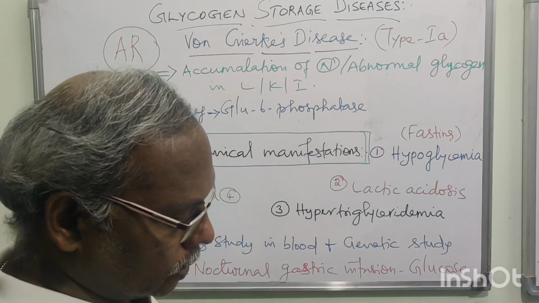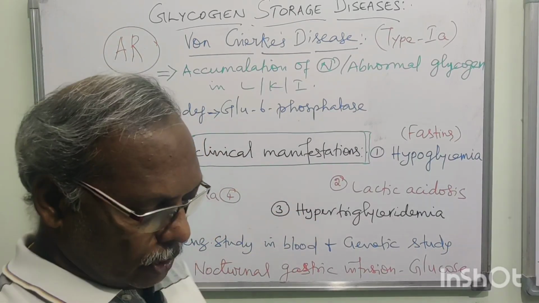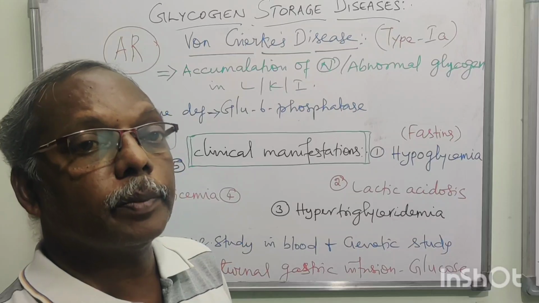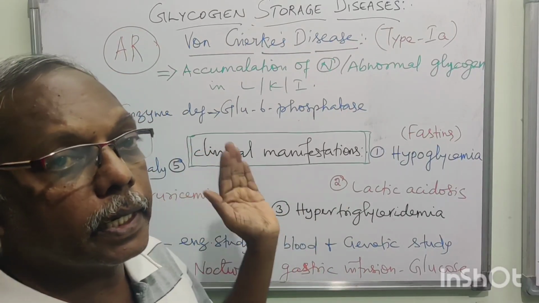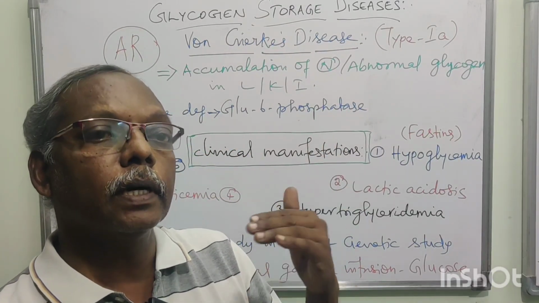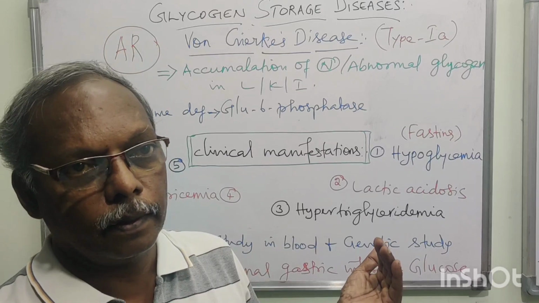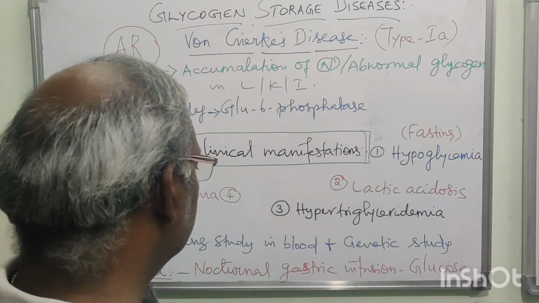The last one is deposition of both normal and abnormal glycogen in liver and kidney, which produces hepatomegaly and renomegaly. Okay, so these are all the clinical manifestations.